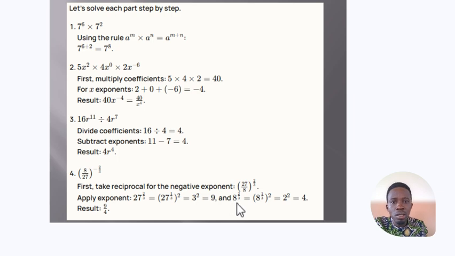And the denominator, which is 8, raised to power 2 over 3: you first find the cube root of 8, then raise it to power 2. What's the cube root of 8? It is 2, a number you multiply by itself 3 times, because 2 times 2 times 2 gives you 8. Now 2 raised to power 2 is 4. The numerator result is 9 and the denominator result is 4. So the result is 9 over 4. Am I communicating? All right, let's move on.